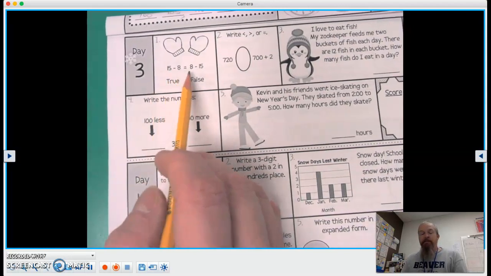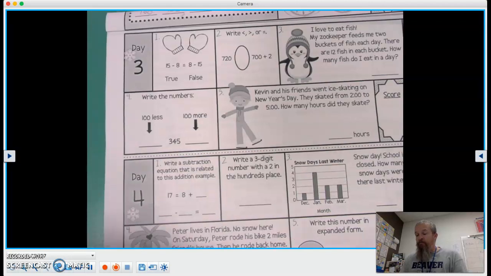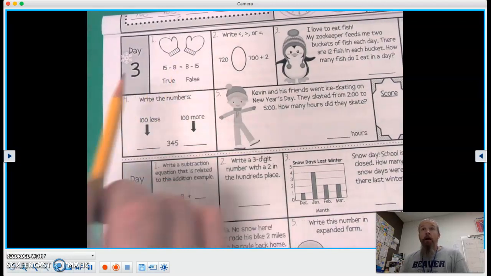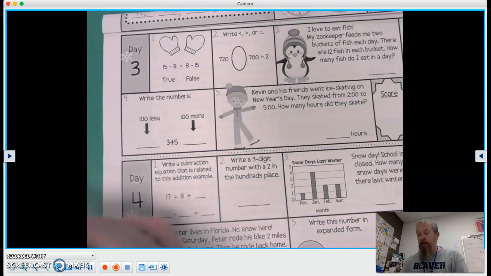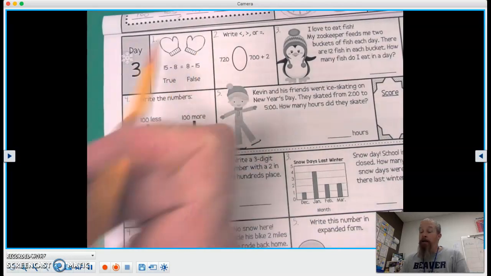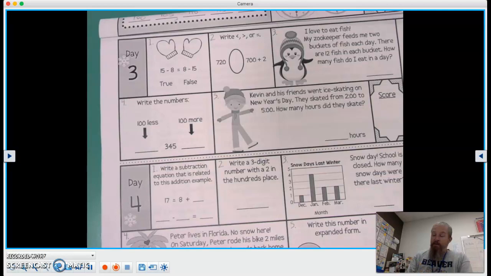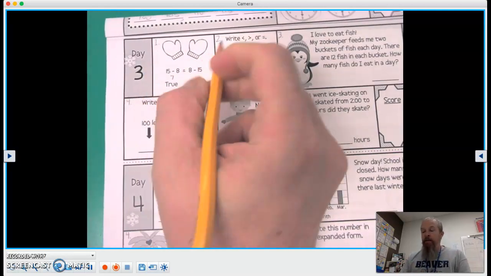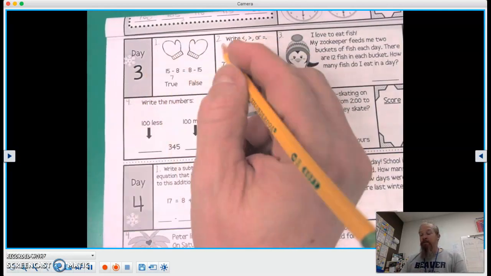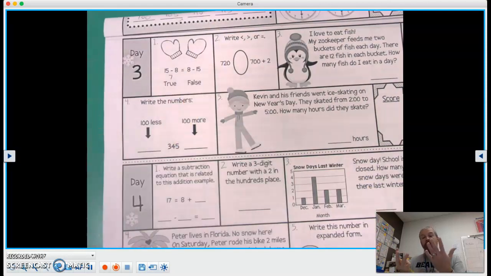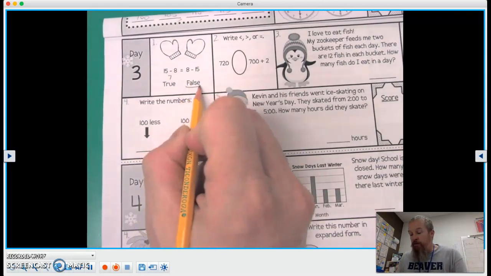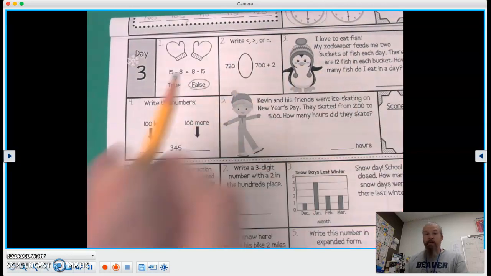15 minus 8 is the same as 8 minus 15. So I'm thinking of our commutative property of addition, not subtraction. 15 minus 8 is 7. 8 minus 15 is a lot less than 7, right? If you have 8 fingers and you take away 15 of them, you can't even do it, can you? So this is false. It's not the same.